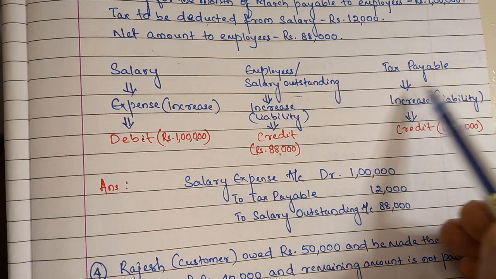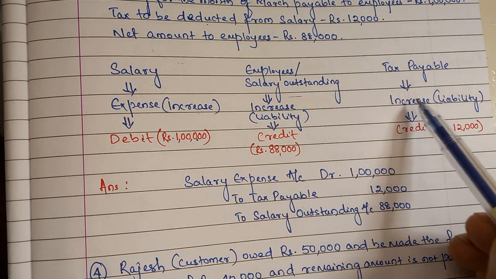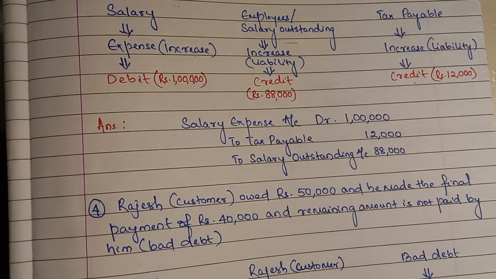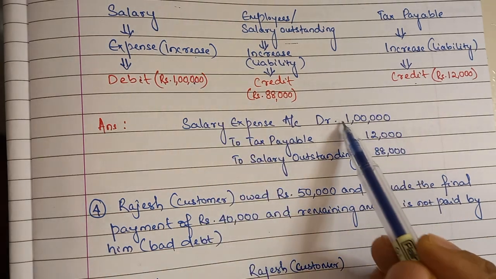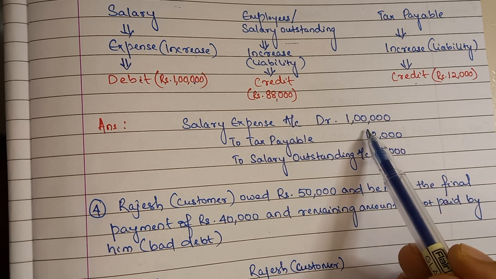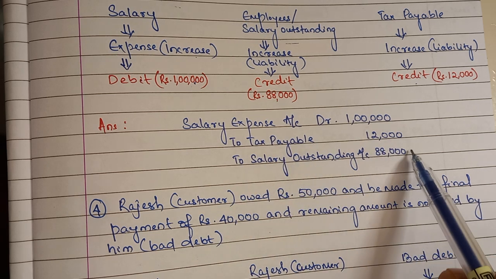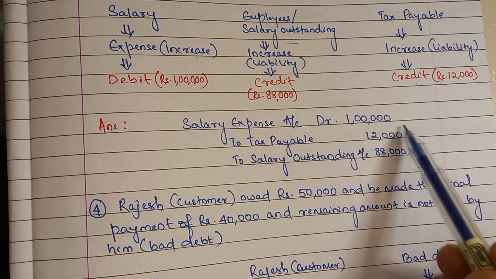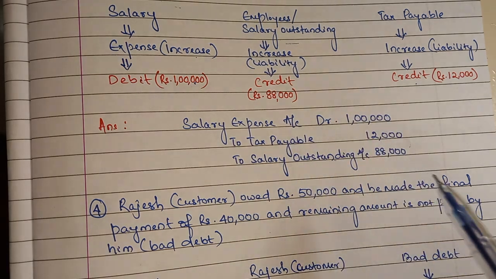Tax payable to government. This also increases. It's a liability, right? Payable to government. So increase in liability is credit 12,000 rupees, right? So what is the final journal entry we're going to post now? Salary expense account debited 1 lakh. This is the expense for the business. Correct? To tax payable 12,000, which will be paid to the government. To salary outstanding account 88,000, which will be payable to the employees. So you can understand here, increase in liability is credit and increase in expense is debit.